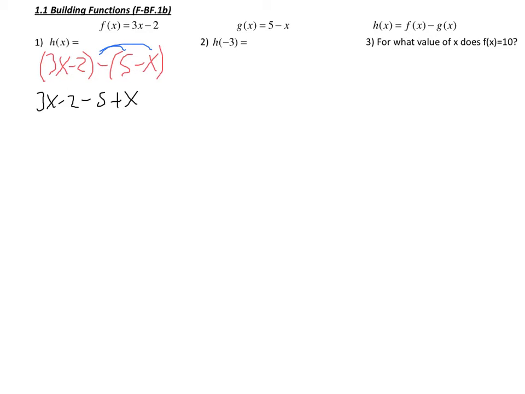And now we're going to combine like terms. So we're going to combine the x's. A 3x and an x will give us 4x's. And then we're going to combine the numbers. A negative 2 and a negative 5 is a negative 7. And that is your answer to that problem. That is h of x. That is a new function for h of x.